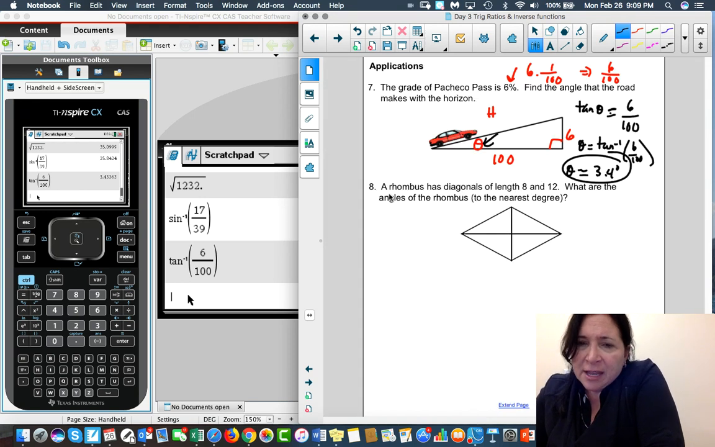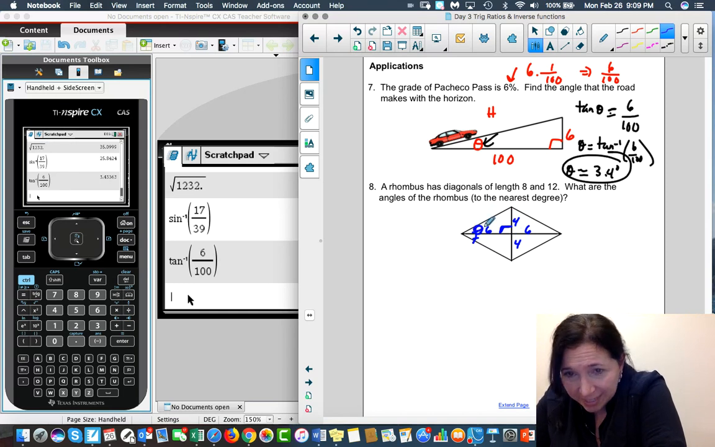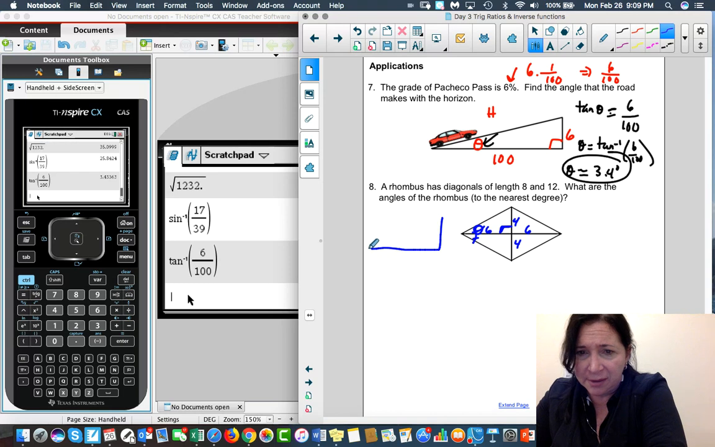And lastly, a rhombus that has diagonals of length 8 and 12. Keep in mind rhombuses: if that's 8, this is going to be 4 and 4, and if that's 12, that's 6 and 6. You're trying to find the angle of the rhombus. Well, a couple of things about a rhombus: these angles are congruent, and likewise the other angles opposite that are congruent. So I only need to find one of these angles. I'm going to rewrite this and look at one of the angles, right here. I know this is 6, and that's 4.